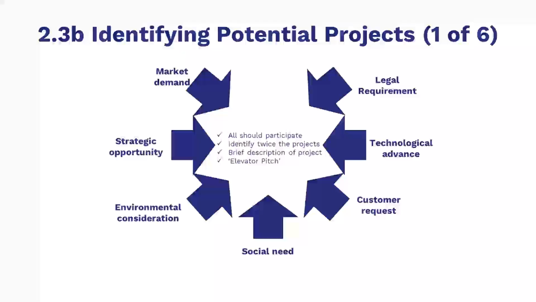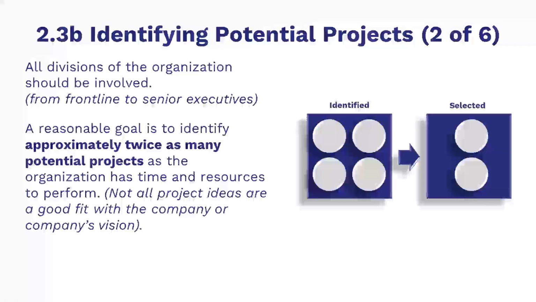Ideally, this is accomplished in a systematic manner, not just by chance. Some opportunities will present themselves to the organization. However, other good opportunities will have to be discovered. All divisions of the organization, from frontline to senior executives, should be involved in identifying potential projects. A reasonable goal is to identify approximately twice as many potential projects as the organization has time and resources to perform, as shown in my slide.